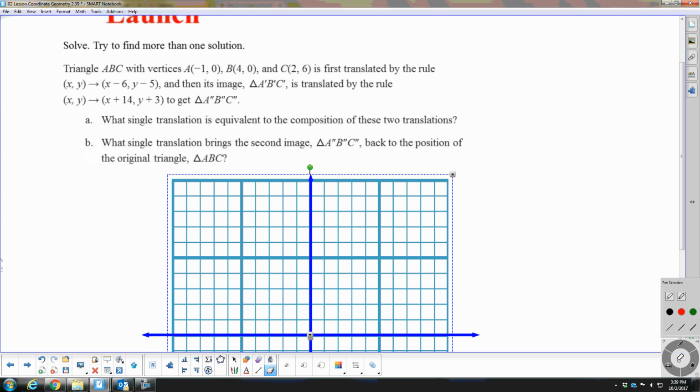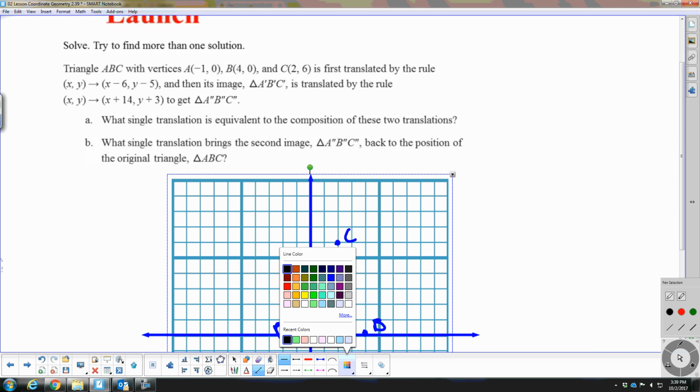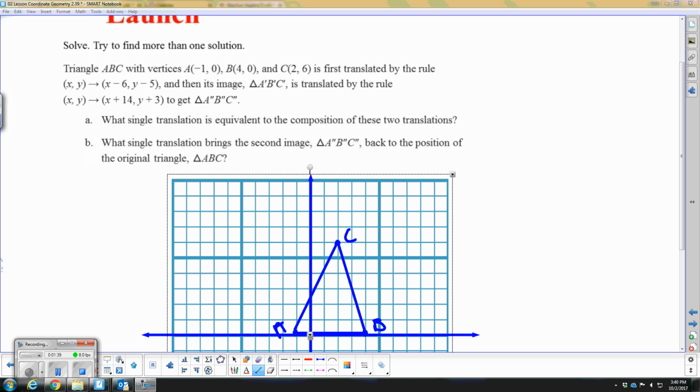So first we're going to plot our points. Our point A is -1, 0. B is 4, 0. And C is 2, 6. So A, B, and C. So here's what our original image looks like, and we're going to apply the rule (x, y) becomes (x minus 6, y minus 5).